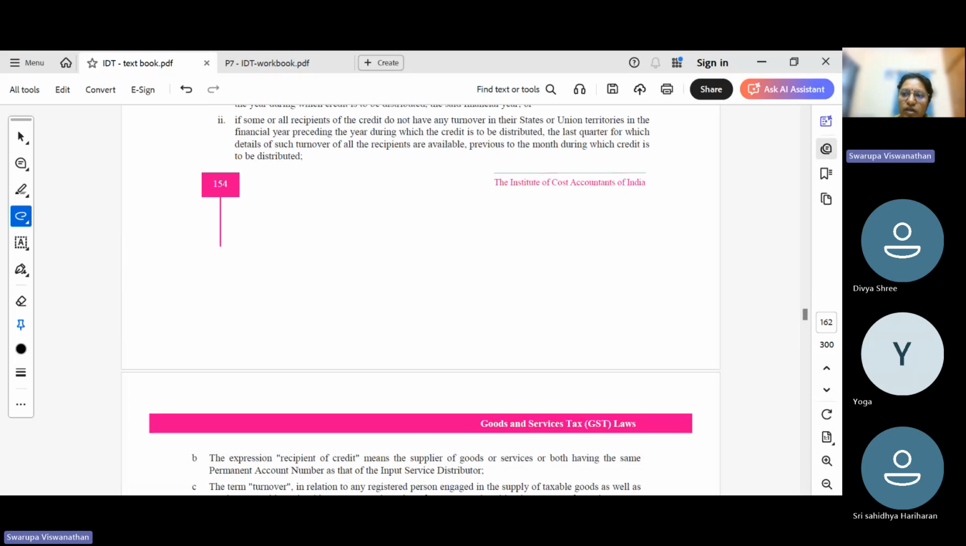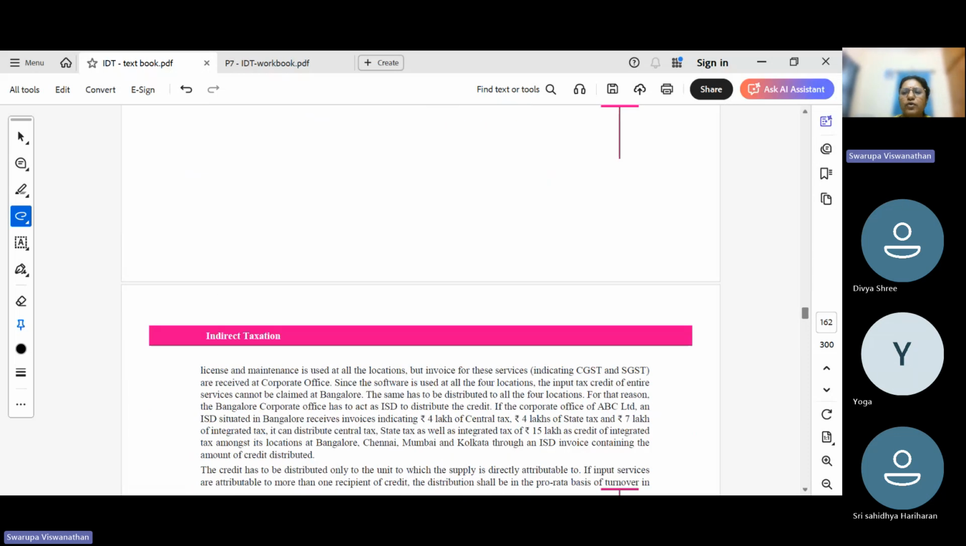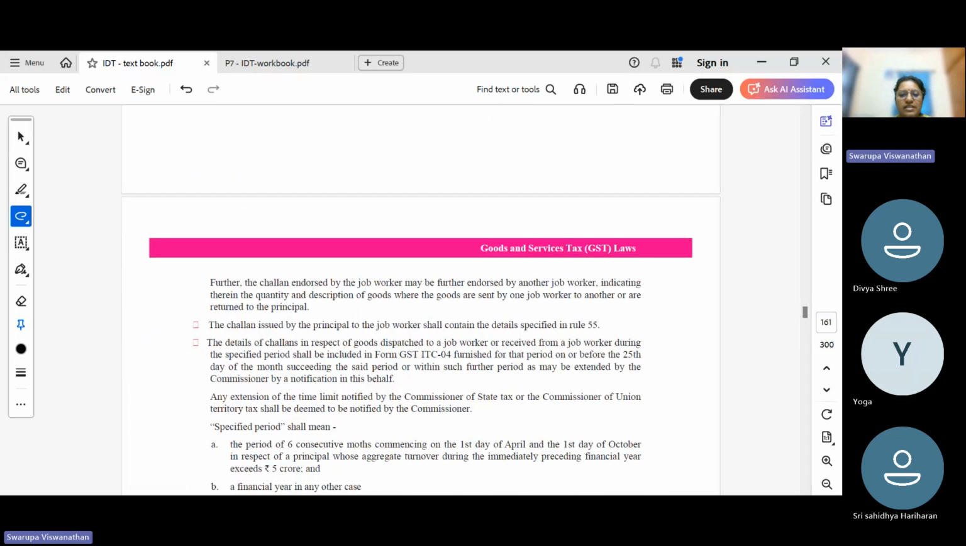Then we have job worker. Job workers, you need to remember only 2 points. That is, in case of a job worker, when the principal sends the goods to the job worker to do certain job work on the product, ITC is available provided the goods are returned back within 1 year in case of inputs, 3 years in case of capital goods. Okay, that is the only condition that you need to remember with respect to job work. 1 year in case of inputs, 3 years in case of capital goods.